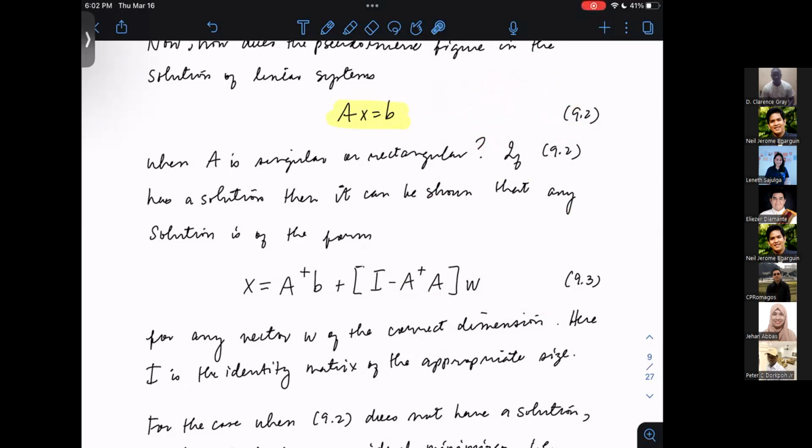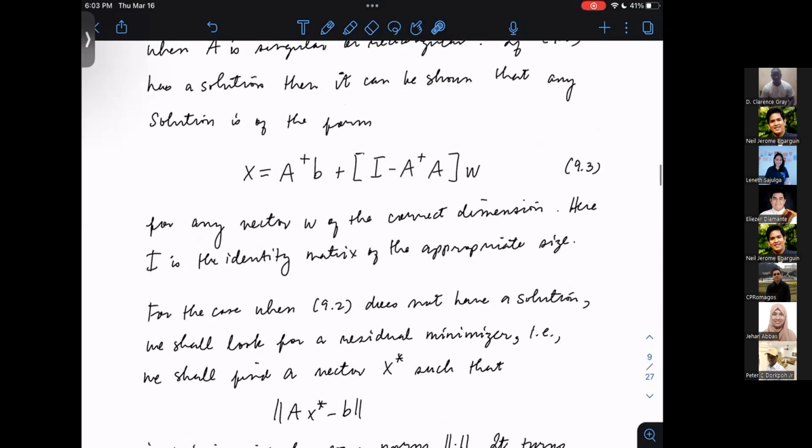Now, we have noted earlier that overdetermined or underdetermined systems can have no solutions or infinitely many solutions. If your system has infinitely many solutions, then the pseudo inverse is also helpful in representing all of those solutions. In that case, we can take advantage of equation 9.3. It is claimed that any solution will be of the form given on the right-hand side of equation 9.3, for any vector W of the right dimension. So indeed, the pseudo inverse will not only characterize a solution to the problem, but if there are infinitely many solutions, it can be used to get all of them.